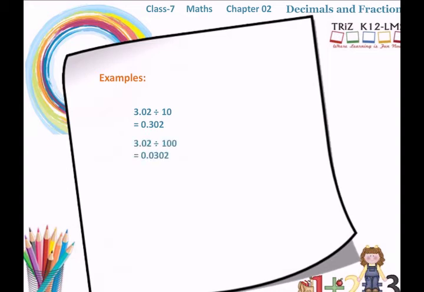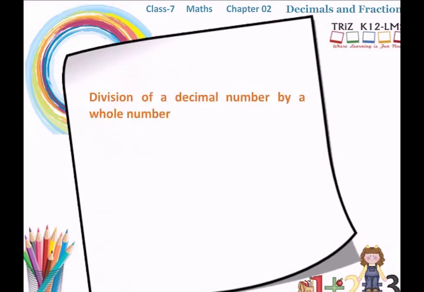3.02 divided by 100 is equal to 0.0302. 3.02 divided by 1000 is equal to 0.00302. Division of a decimal number by a whole number.